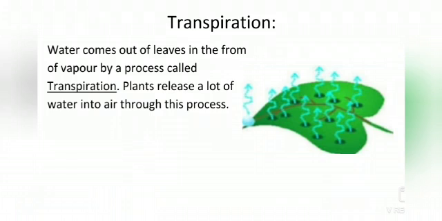Transpiration. What is transpiration? Water comes out of leaves in the form of water vapor. By the process of transpiration, plants release a lot of water into the air. Before, we have studied that the stem absorbs water and gives it to other parts of the plant, right? So it gives it to the leaves also.